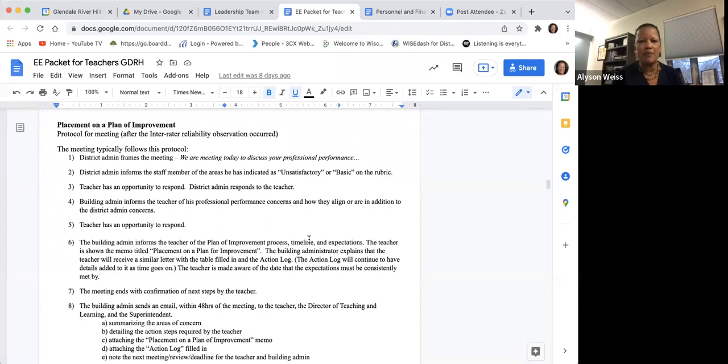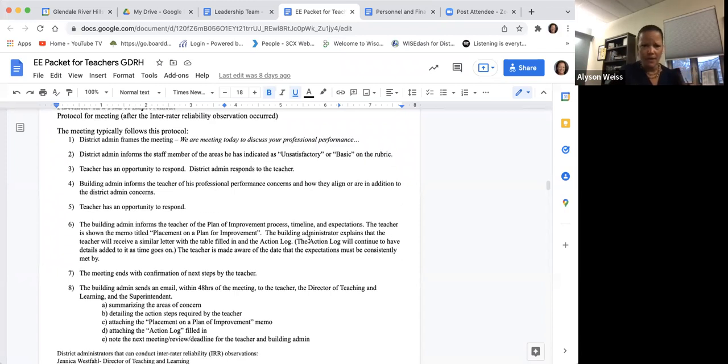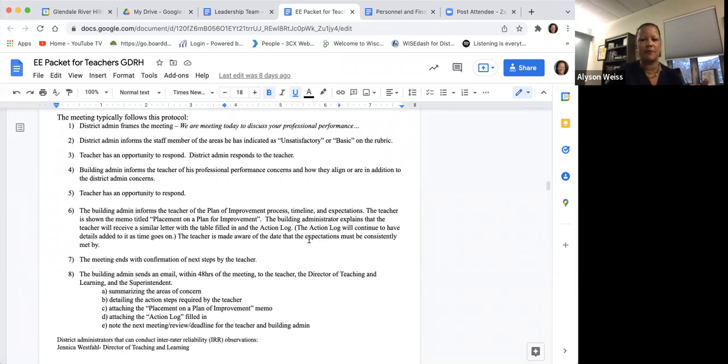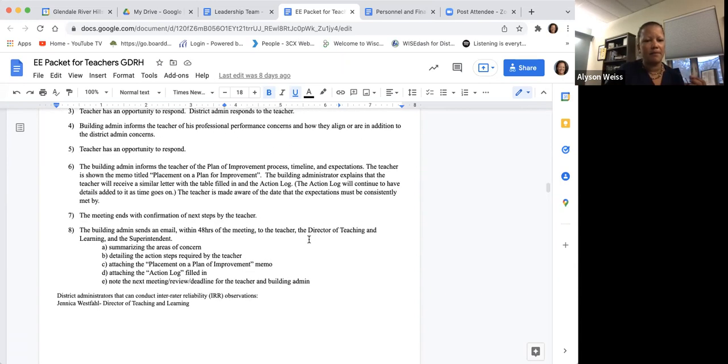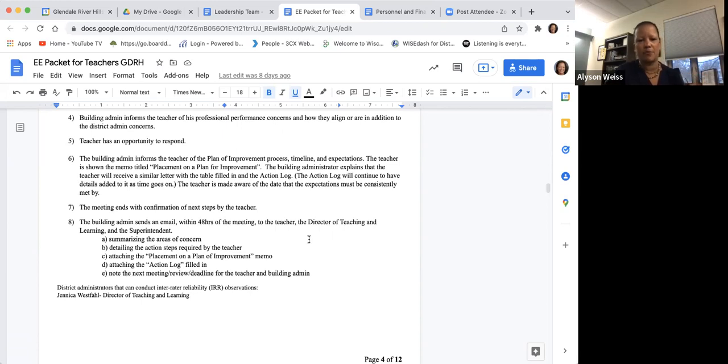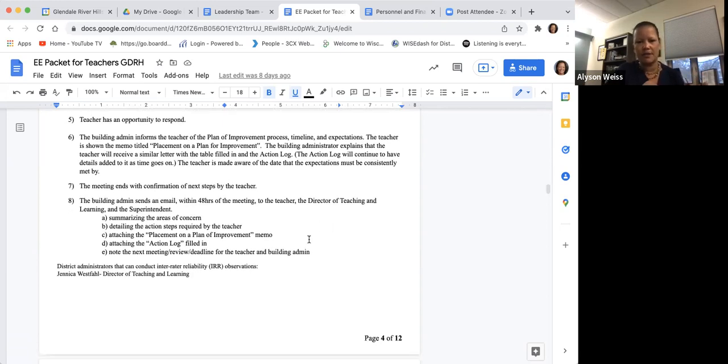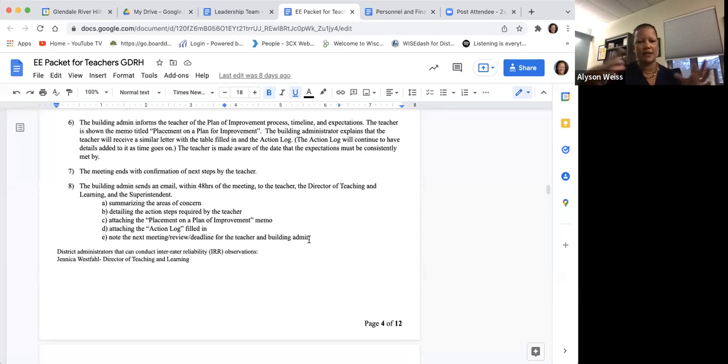So they would meet with the staff member to discuss their professional performance. They would notify them of the areas that they see as unsatisfactory or basic based on the Danielson rubric. Obviously have that conversation with the teacher, talk about the plan of improvement, the process, the timeline, what the expectations would be, and then follow up with an email 48 hours later to me, the director of teaching and learning, so Jenica, and the principal, just so that it's all in writing, that they've had that meeting, had that conversation, and the teacher knows exactly what the concerns are.